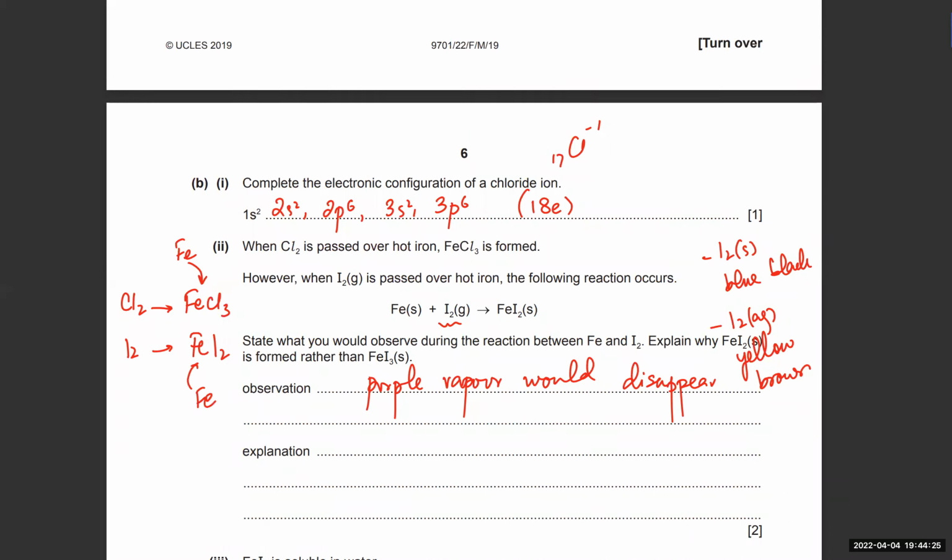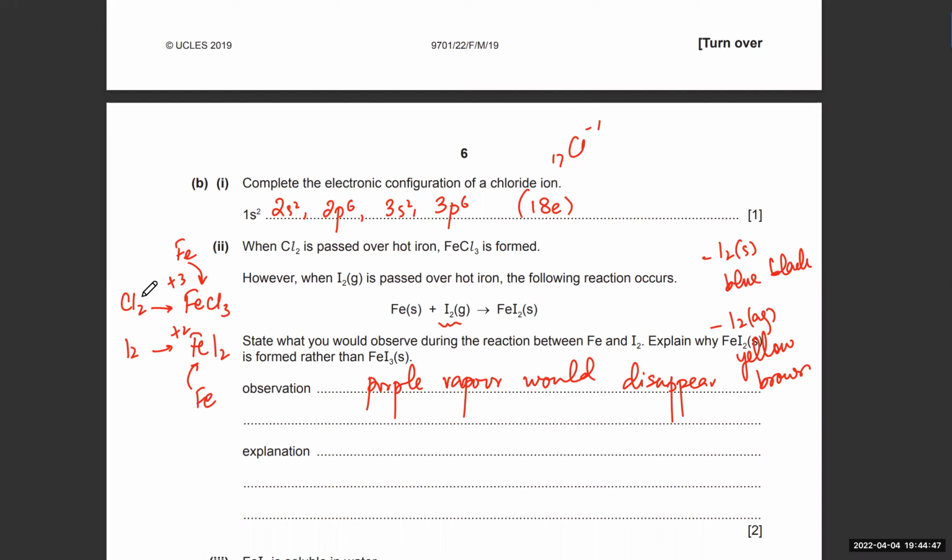So the difference is that in the first one, when they passed Cl2, it turned into FeCl3. When they passed I2, the same iron turned into FeI2. So Fe became plus 2 here, and over there it became plus 3. So it's a redox reaction happening.